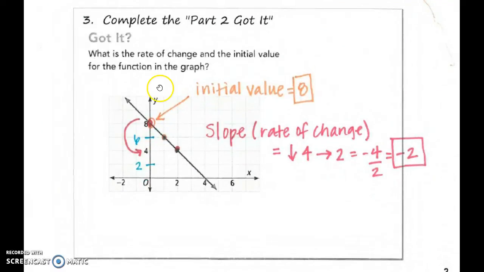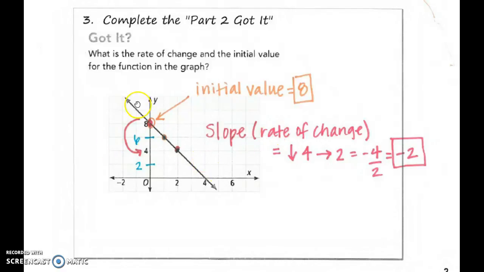Example number 3, looking at this graph, what is the rate of change and the initial value for the function? Easiest thing to tell right there is it's crossing the y-axis right there at 8. So the initial value is 8. Now we have to find the slope, which is the rate of change.